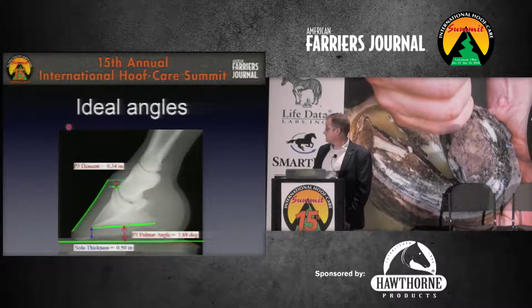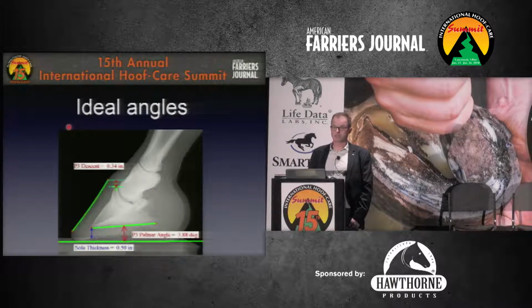So just to recap on ideal angles, palmar angle of P3, 3 to 5 degrees. We discussed that yesterday. We were supported in our study that palmar angle was accepted as 3 to 5 degrees positive in front and hind feet. So that's kind of what we strive for.